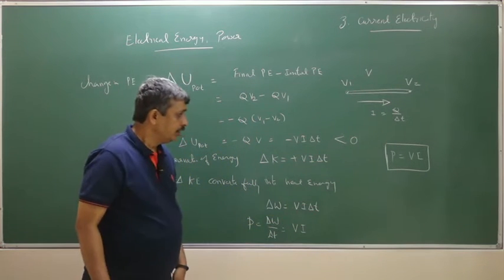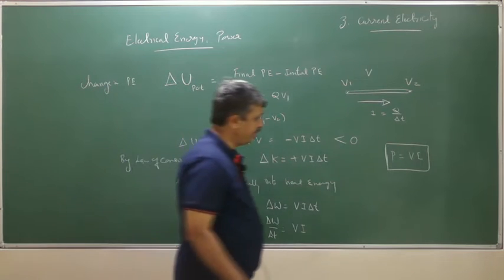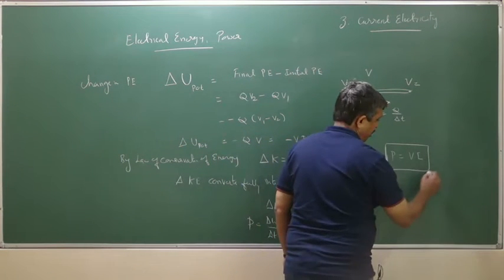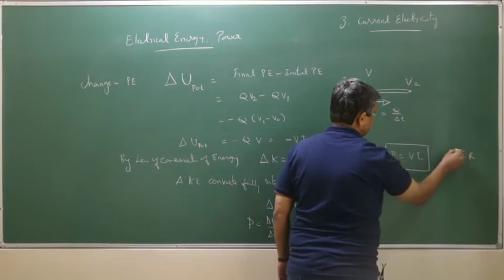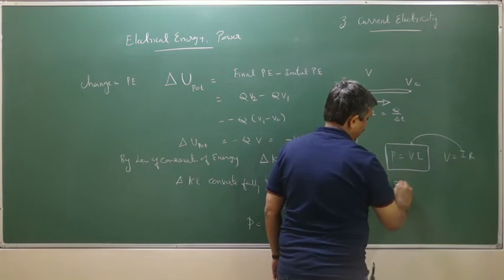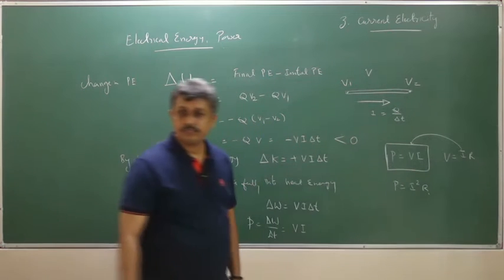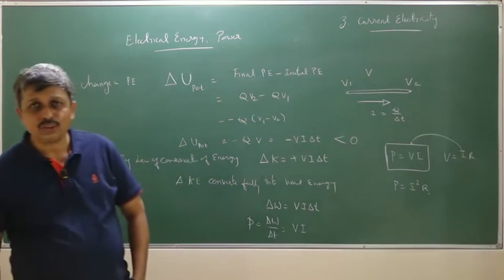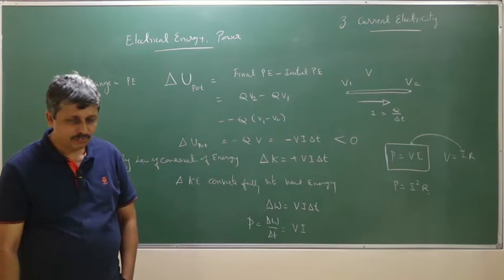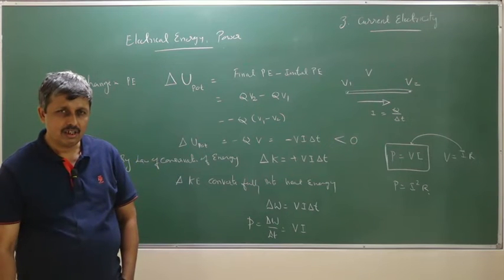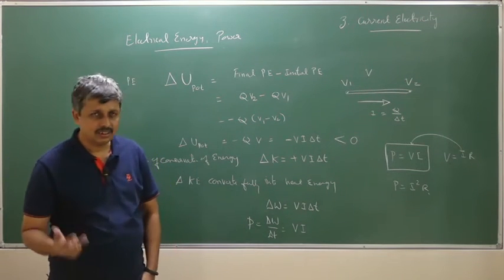Okay. Now, this can also be written by writing V is equal to IR. If you substitute that here, you will get P is equal to I square R. Power is I square R. Generally, what we talk about is the power dissipated by the resistance, which is I square R.